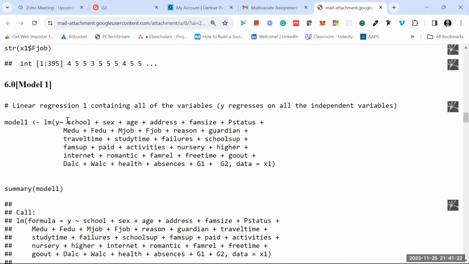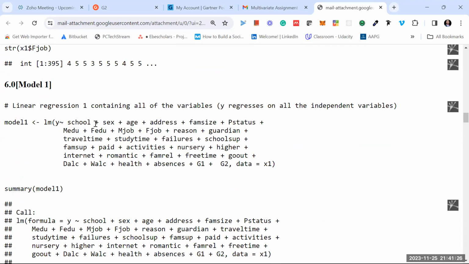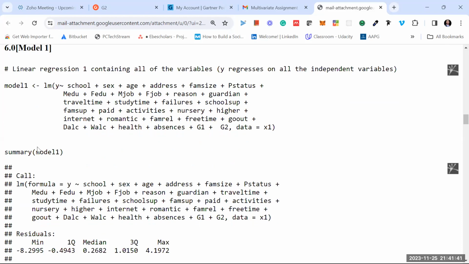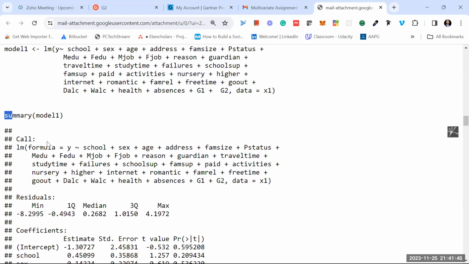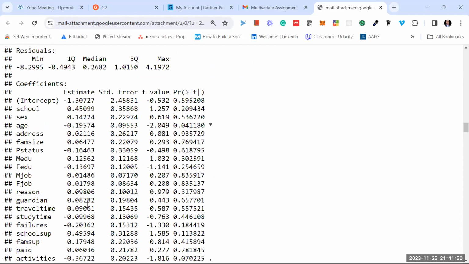All right. So you have the school column, you have all of them. You itemize them here, separated by plus signs, adding them together, up to the last one. And after that, you put the data that you are using, the data that has all of these columns in it. So the model runs successfully, and here is the summary of the model. When you summarize the model, it brings out this.